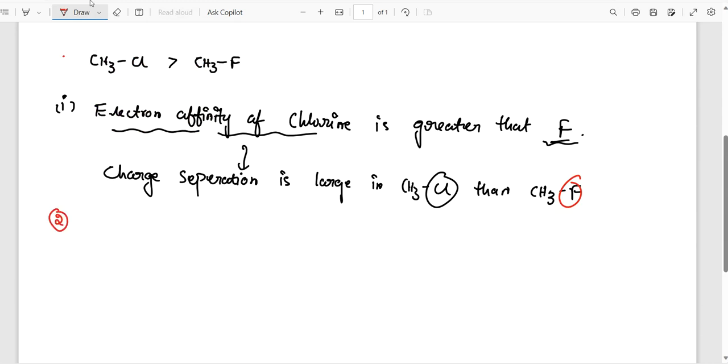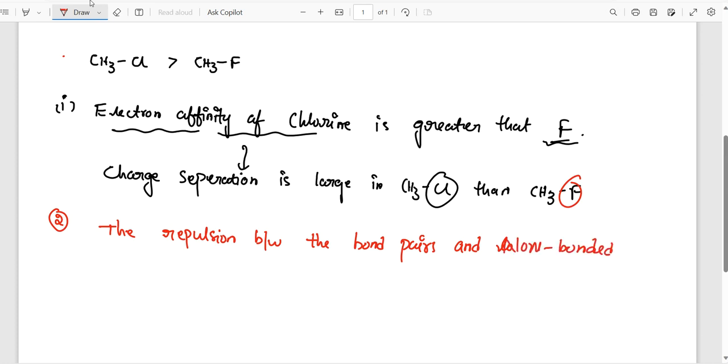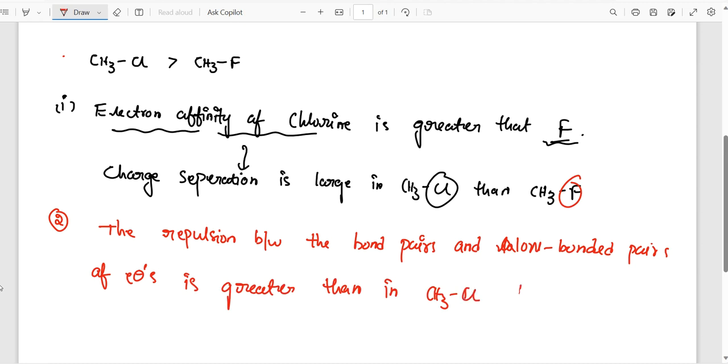Now let us try to understand the second point: the repulsion between the bond pairs and non-bonded pairs of electrons is greater in CH3Cl than in CH3F.